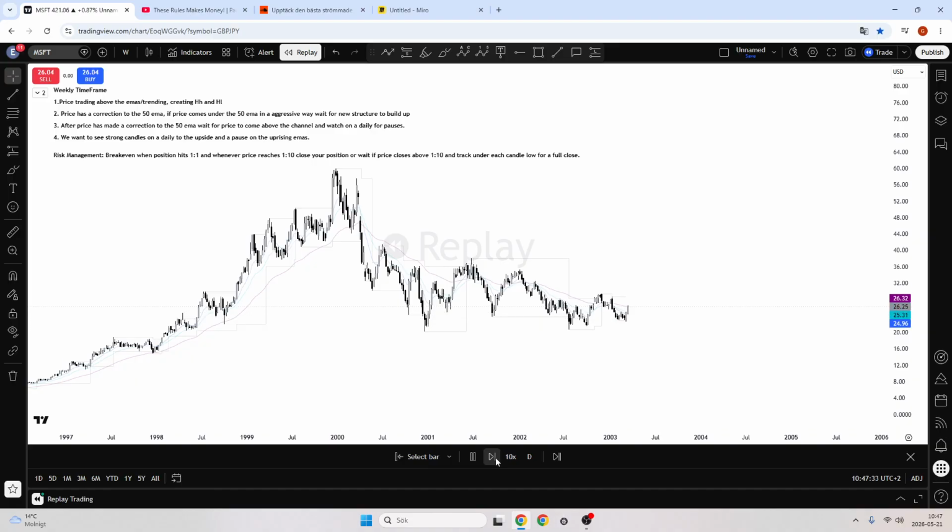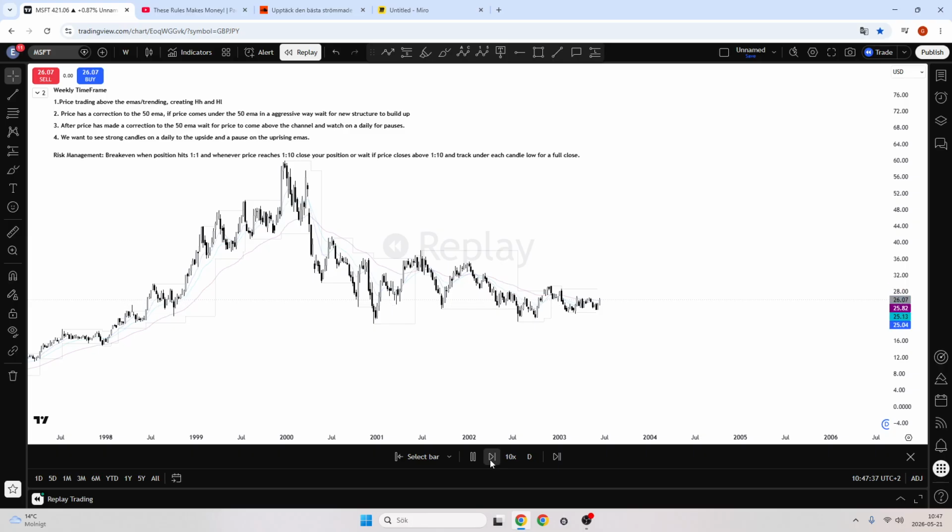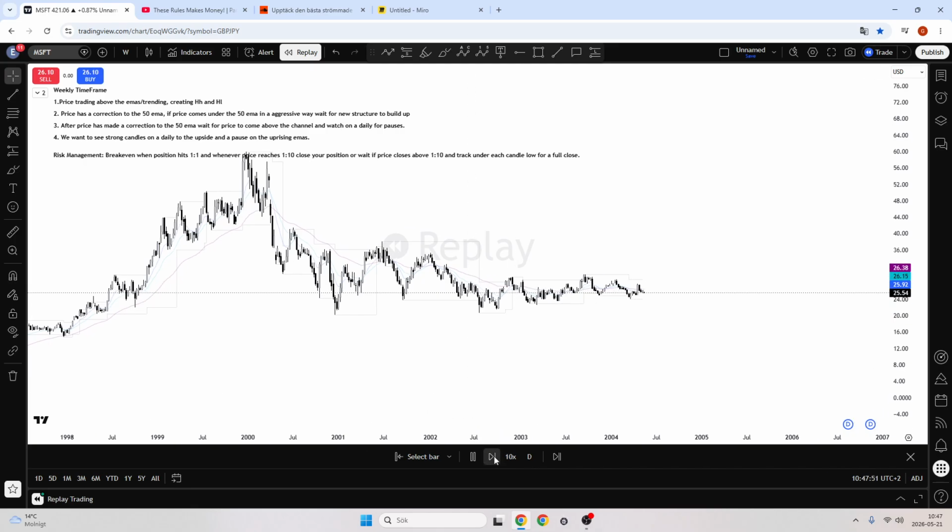So let's see, right now it seems like this price is basically just going down or accumulating. Let's see, we're just going sideways here, nothing for us to do.